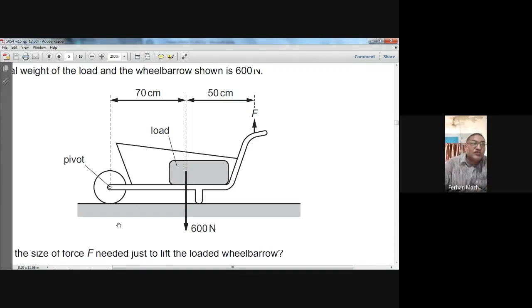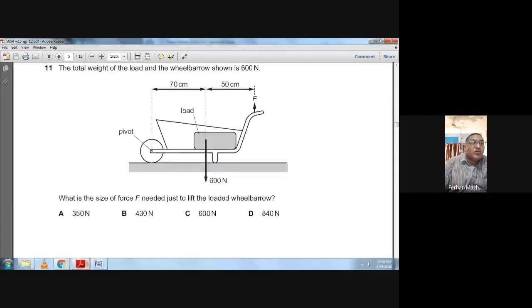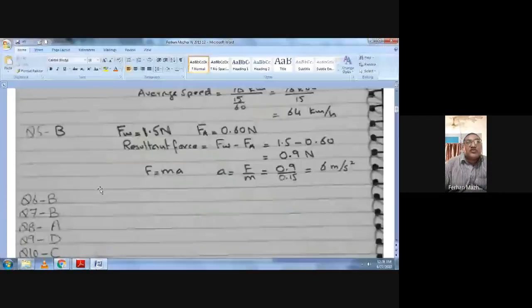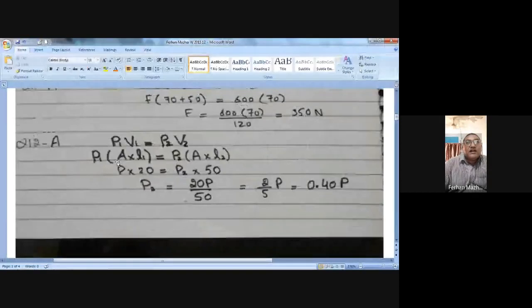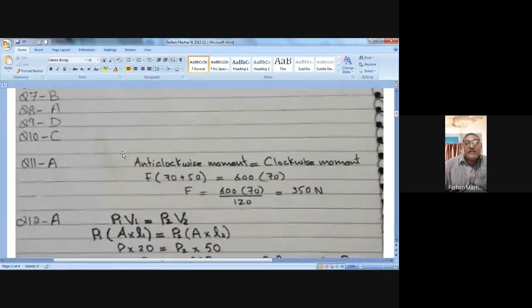Let me show you my working. So here I have done my working on your screen right now. Can you see this? Question number 11, the working is shown. Anti-clockwise moment is equal to clockwise moment. The clockwise moment is due to the load, that is 600 into 70. 70 is the moment arm.